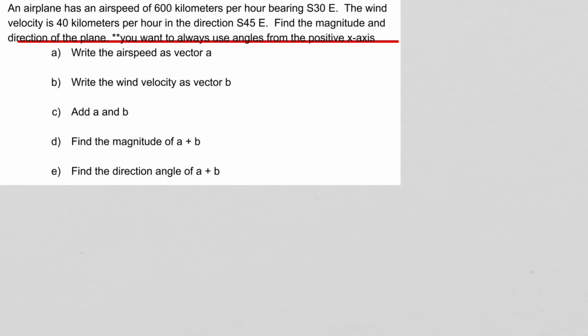All right, let's do a second example. See if you could sketch these two things with the bearing angles. An airplane has an airspeed of 600 kilometers per hour, and it has a bearing of south 30 degrees east. The wind velocity, so that's the wind, is 40 kilometers per hour in the direction south 45 degrees east. Find the magnitude and direction of the plane. So go ahead, pause the video, see if you could sketch these two with the correct angle measurements.